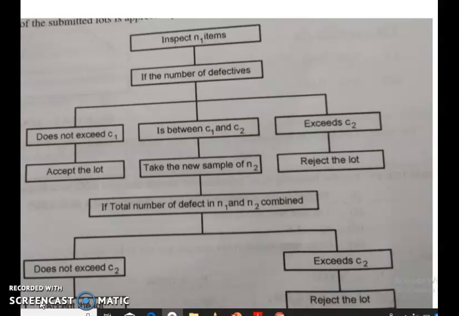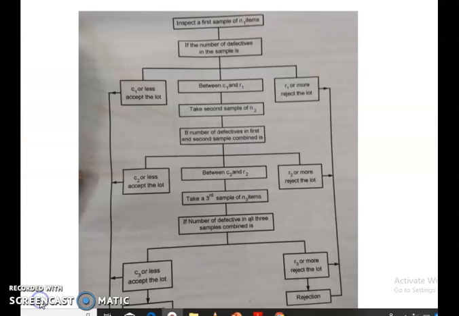Now we have to discuss the next type, multiple sampling. This is a diagram for multiple sampling. In this, we take a sample of small n1 items and inspect it. If the number of defective parts is less than C1, then we directly accept that lot. If the value is above R1, then we reject the lot.